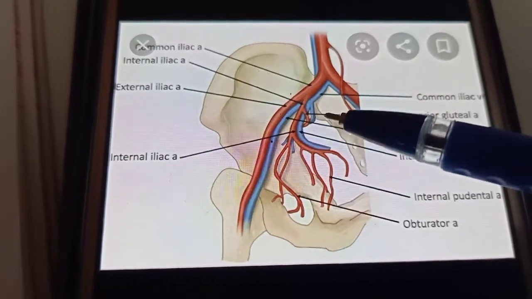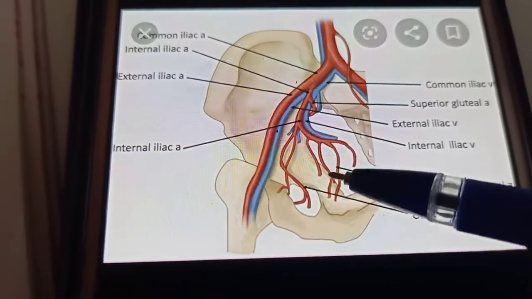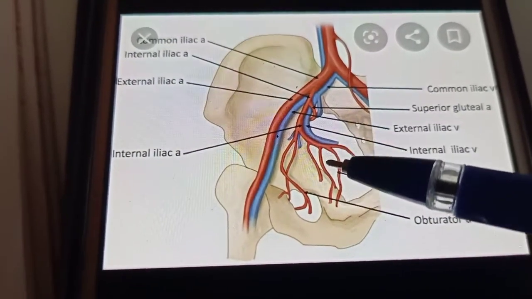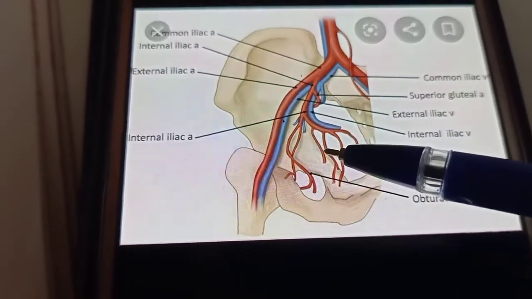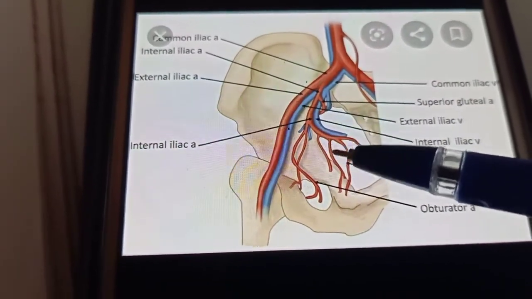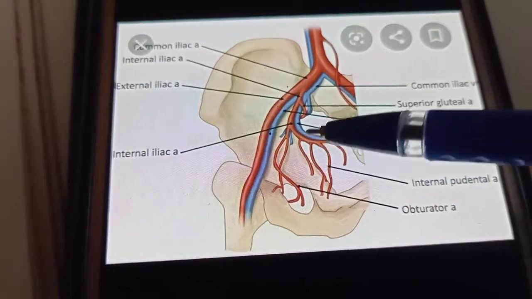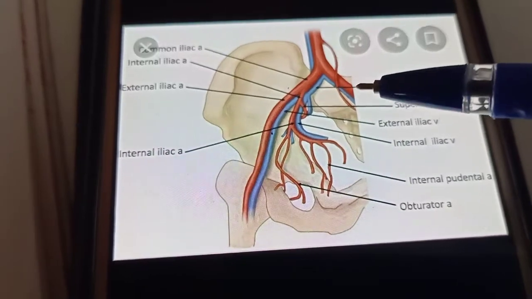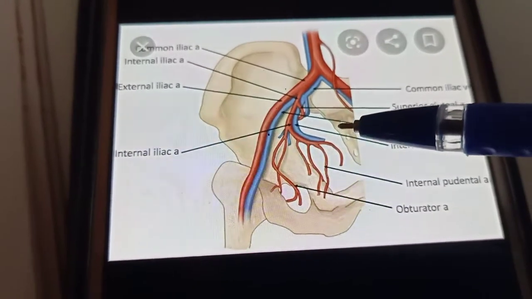This internal pudendal artery will leave the pelvis and enter the gluteal region through the greater sciatic foramen. It will reach the greater sciatic foramen between the piriformis and the coccygeus. You know where the coccygeus and the piriformis are; I have explained this in detail in my video on pelvic floor muscles.